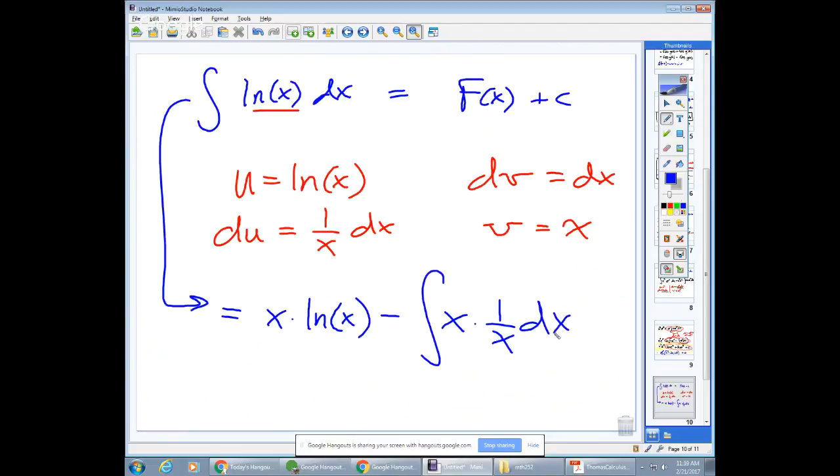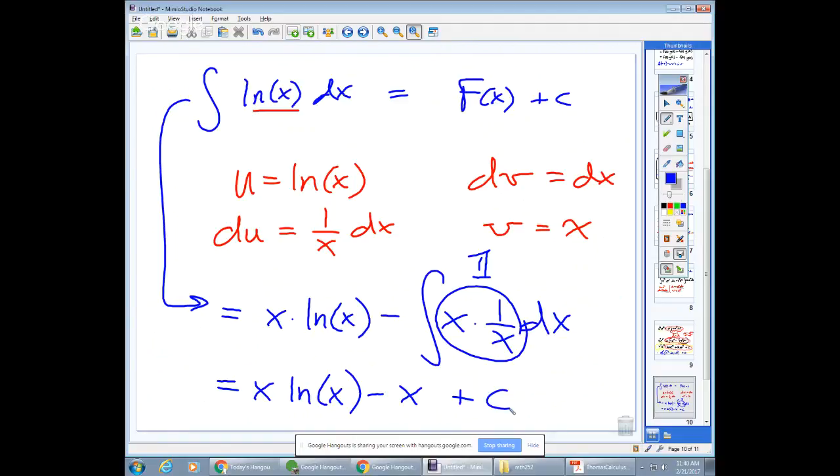Ooh, isn't that beautiful? This is really just a big happy 1, right? And the antiderivative of 1 on a good day is x. So it looks like this is equal to x times the natural log of x minus x. And then we get that plus c because this is an indefinite integral.